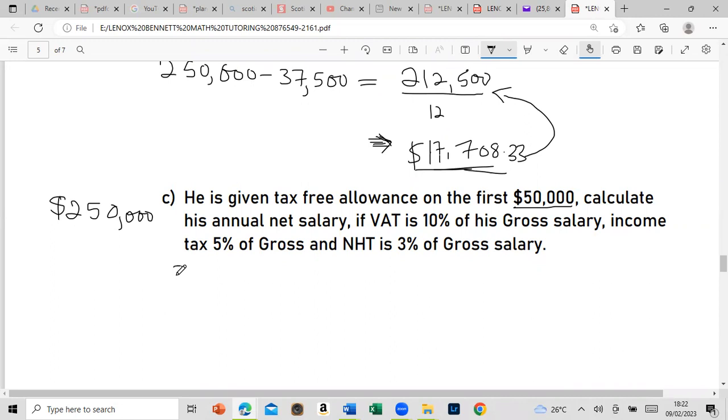All right, so we subtract that, because that is tax free. So we take out the 50 grand from that.